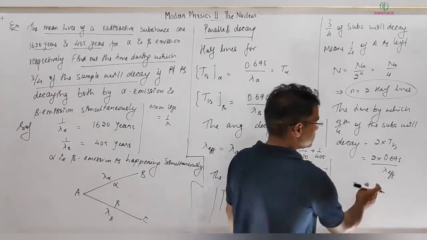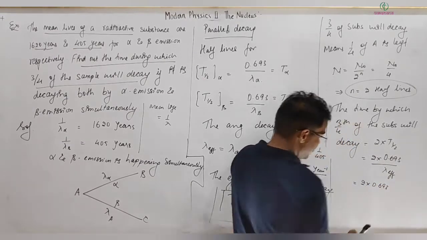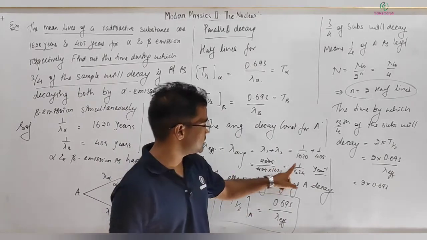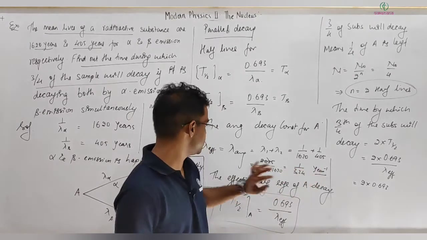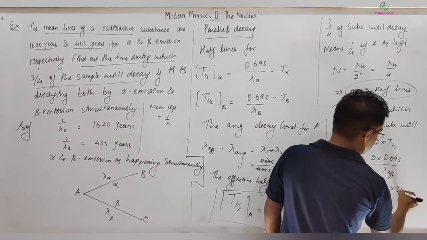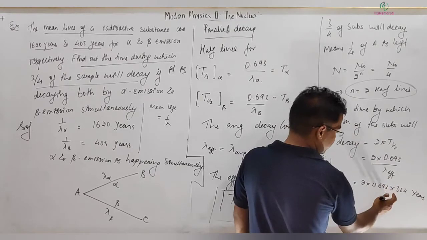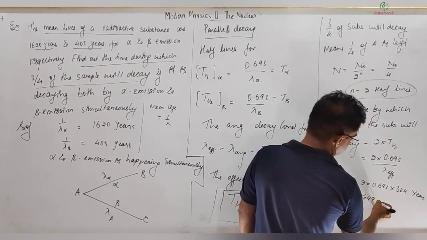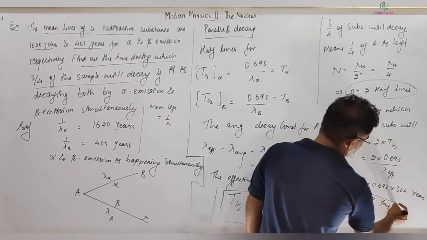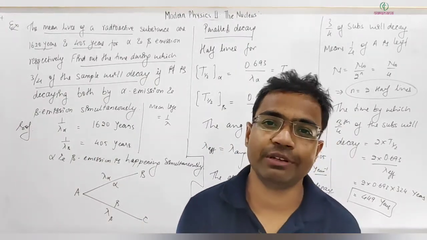We can substitute the values, so it's 2 into 0.693 times 1 by lambda effective. Lambda effective is 1 by 324 year inverse. So 1 by lambda effective will be just the inverse of this. We can substitute 324 year, and after solving this we can simply multiply. It's coming out to be 449 year. So this is the time by which 3/4 of a substance will decay and 1/4 will be left.